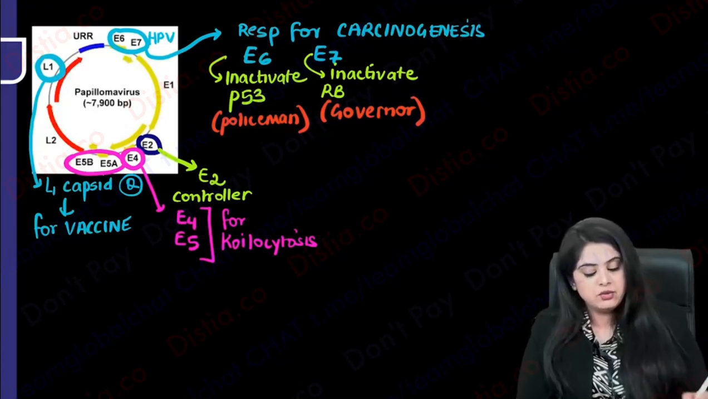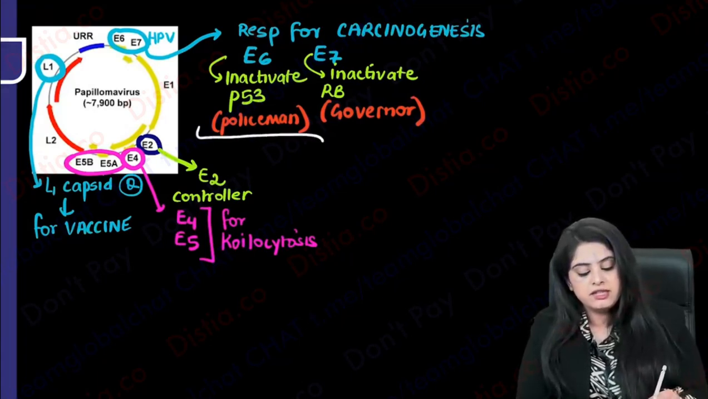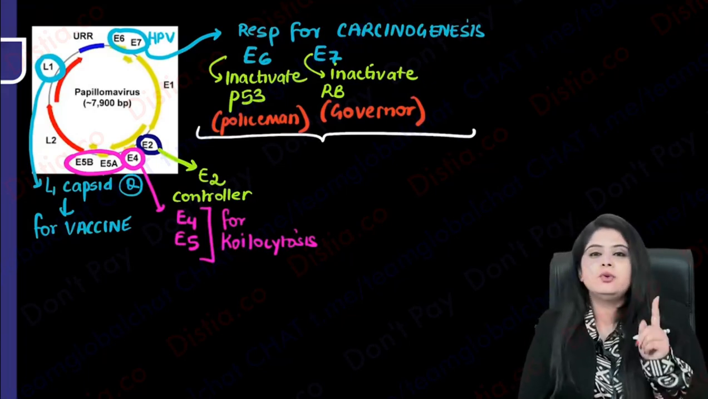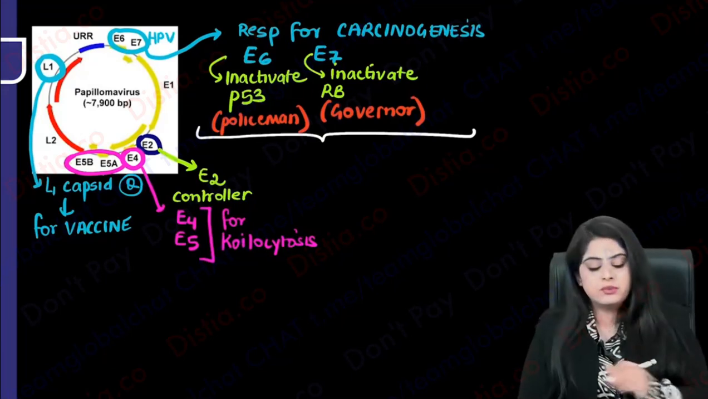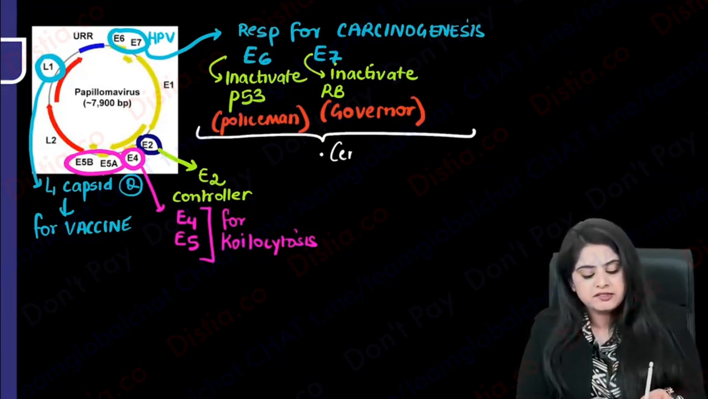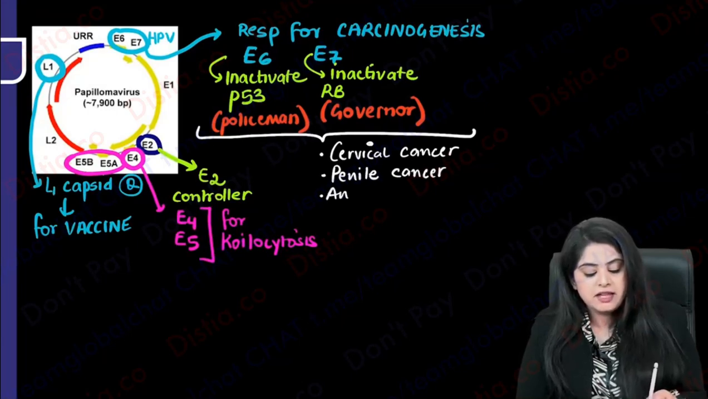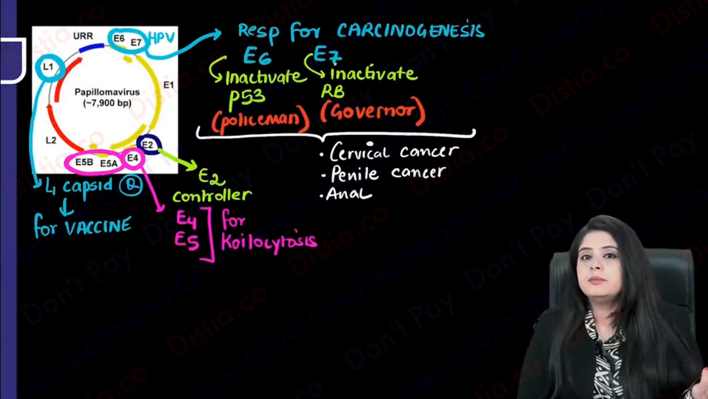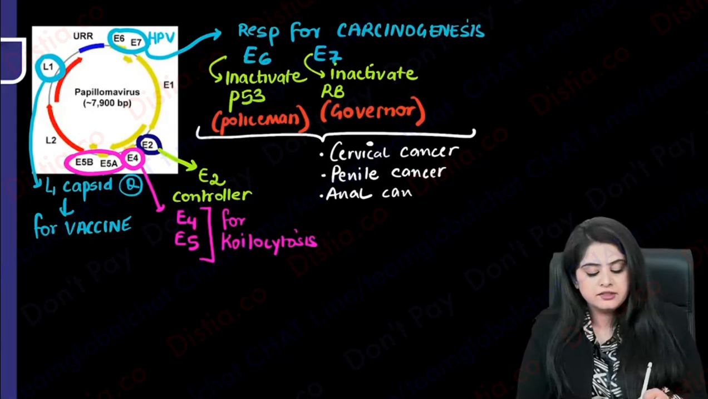So now exactly my point. What cancers are you talking about? Whenever they cause cancers or carcinogenesis, I told you it will attack which epithelium? Squamous epithelium. So think of areas that have squamous epithelium. Cervix has squamous epithelium, so cervical cancer. In males, the penis has squamous epithelium, so penile cancer. Both males and females have squamous epithelium in the anal canal. So anal canal cancer is also possible.